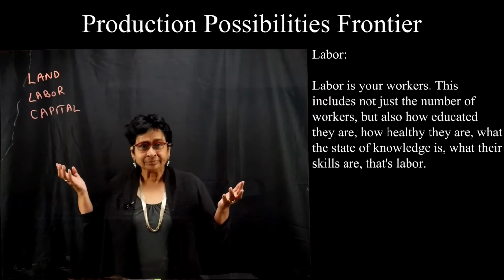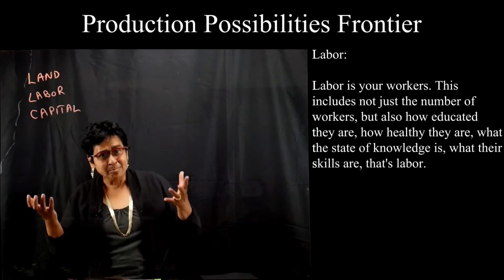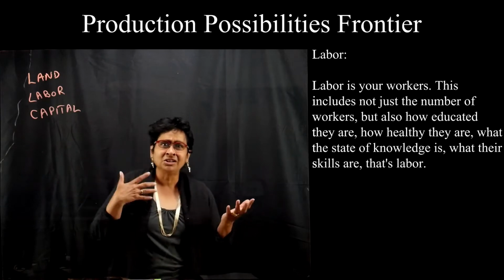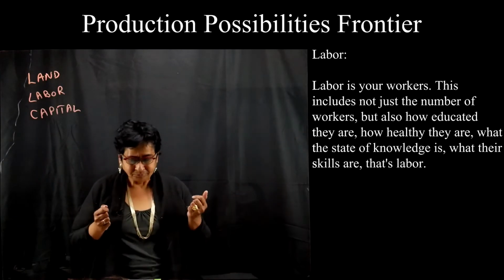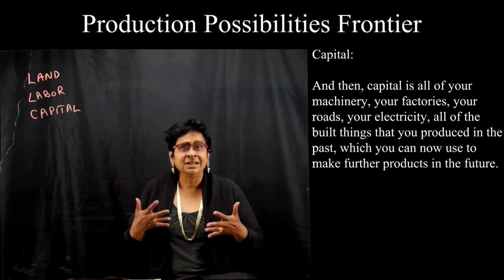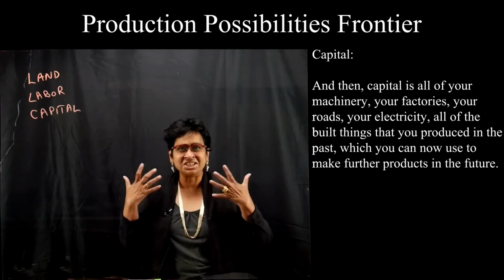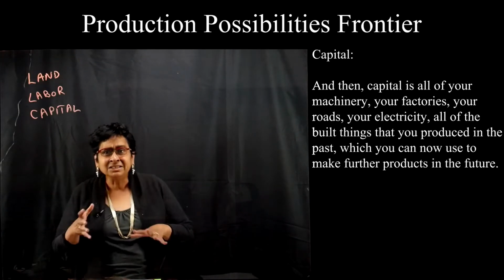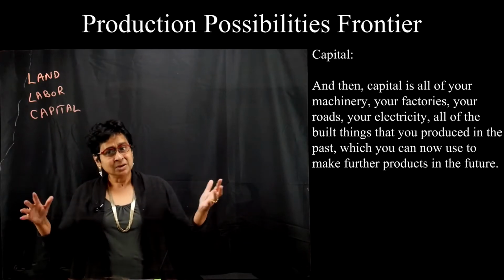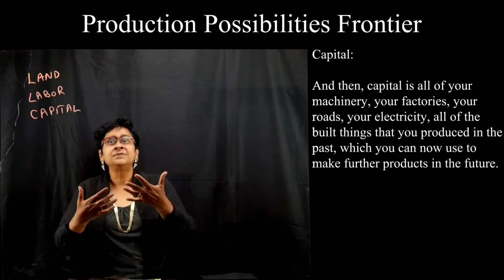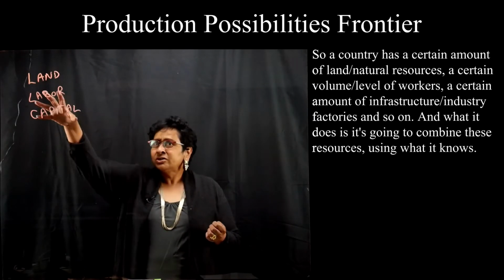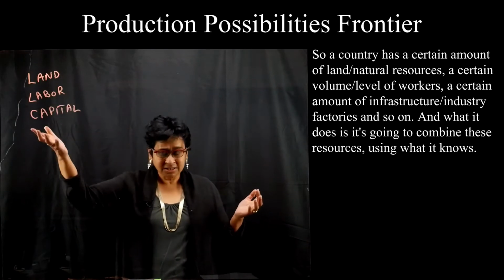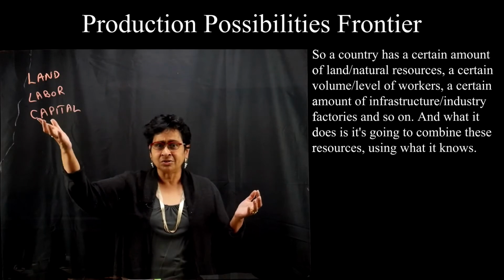Labor is your workers. This includes not just the number of workers, but also how educated they are, how healthy they are, what their state of knowledge is, what their skills are. That's labor. And then capital is all of your machinery, your factories, your roads, your electricity, all of the built things that you produced in the past, which you can now use to make further products in the future. So a country has a certain amount of land, natural resources, certain volume level of workers, certain amount of infrastructure, industry, factories, and so on.